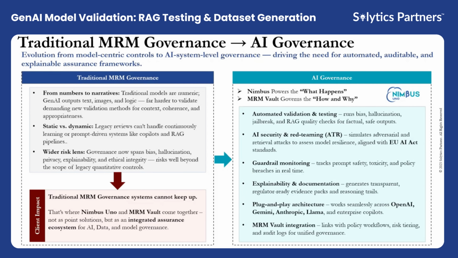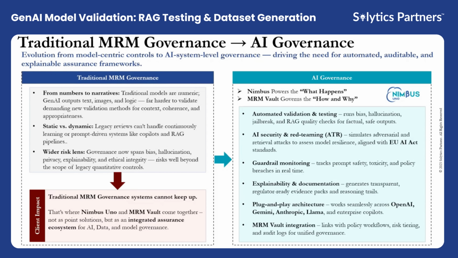In traditional model validation, the process typically involves assessing conceptual soundness, testing model assumptions and performance, analyzing stress and sensitivity scenarios, and finally preparing a model validation report. However, validating generative AI models is quite different.